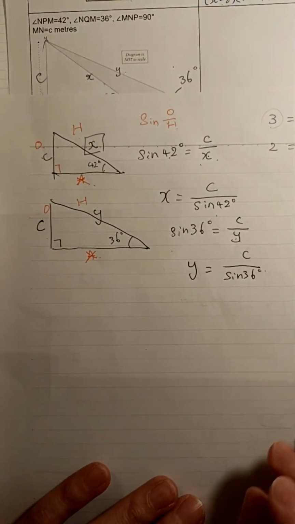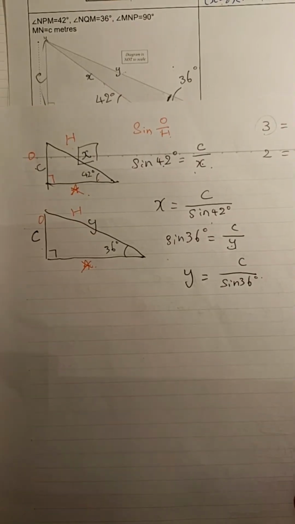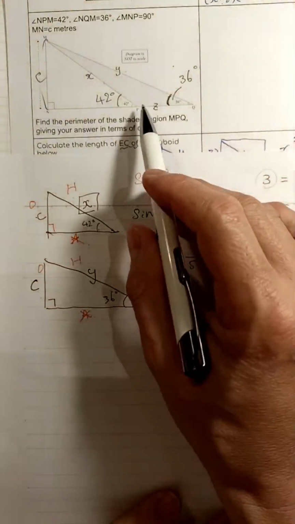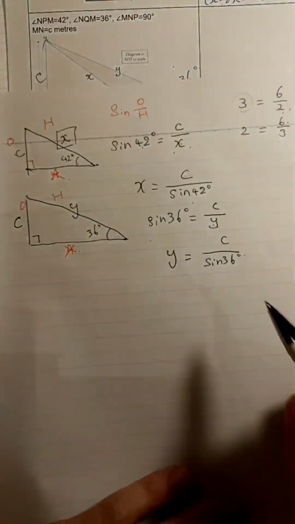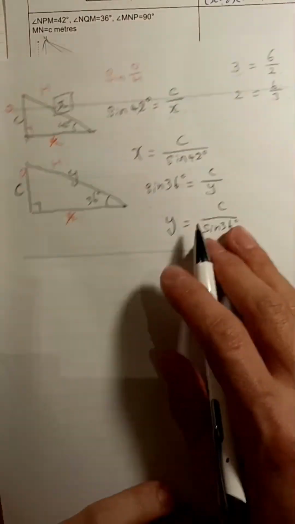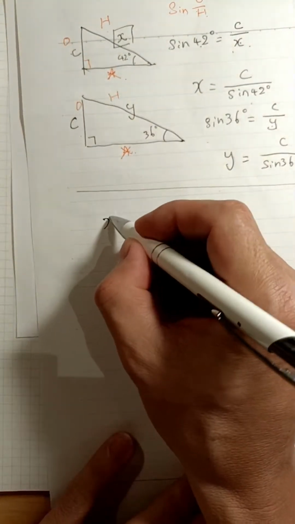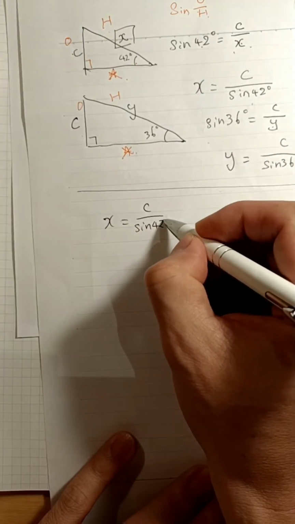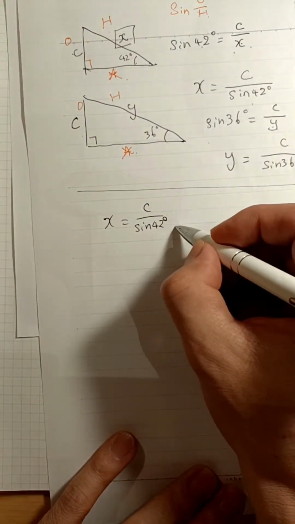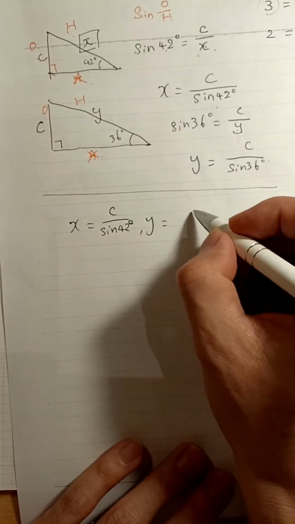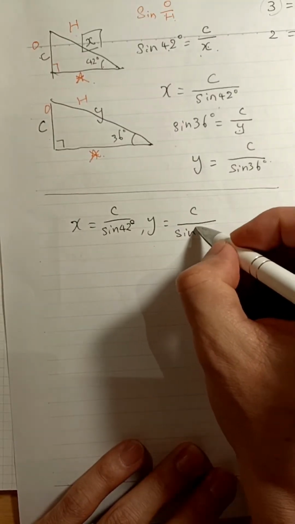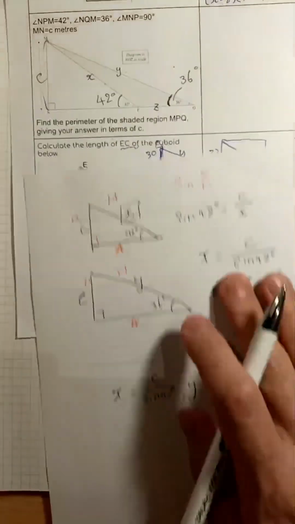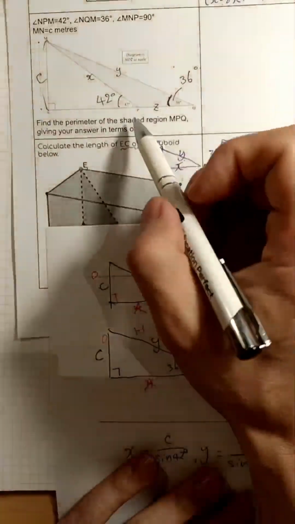Then the hardest one is this part, wasn't it? So I just keep this one here. I just write X equals C over sine 42 degrees, and Y equals C over sine 36 degrees. Okay, right. Then look at this one.